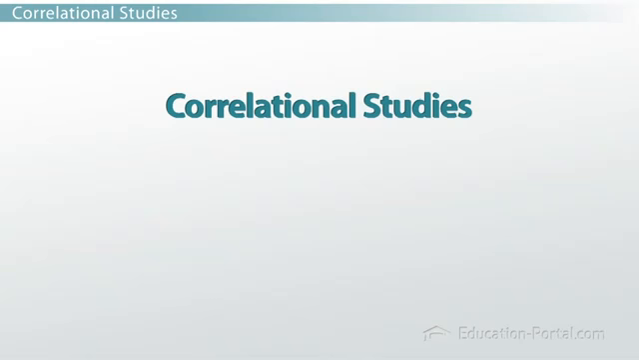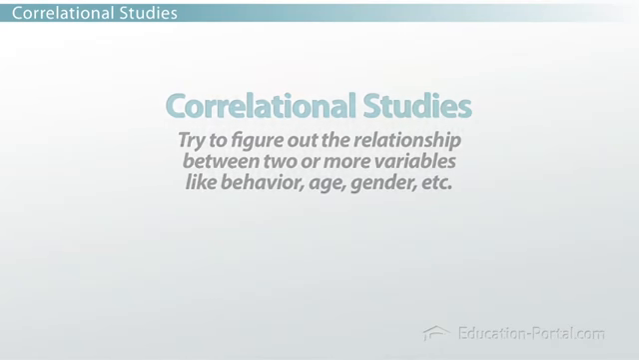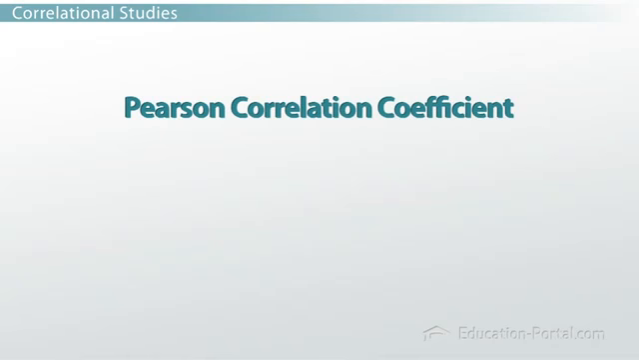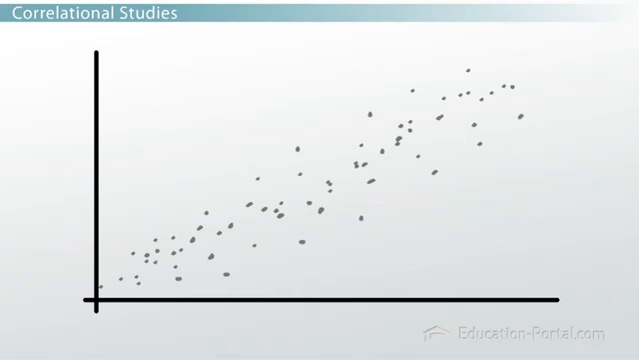Correlational studies try to figure out the relationship between two or more variables, which could be anything you can measure, like behavior, age, or gender. This relationship is represented by a number called the Pearson correlation coefficient that ranges from -1 to 1. Think of it like this. If you plotted all of your data points on a graph, a perfect correlation of 1 would look like a perfect line of points with a positive slope.